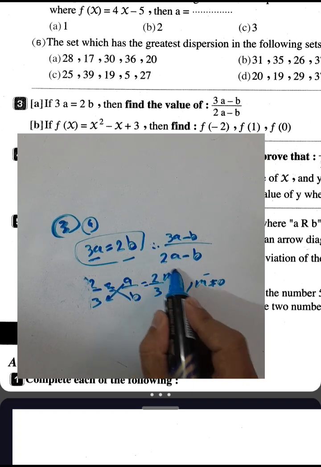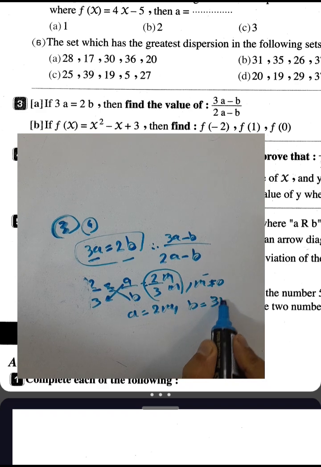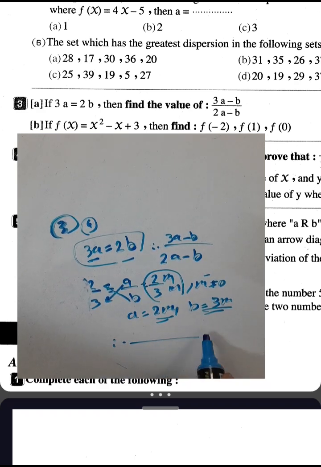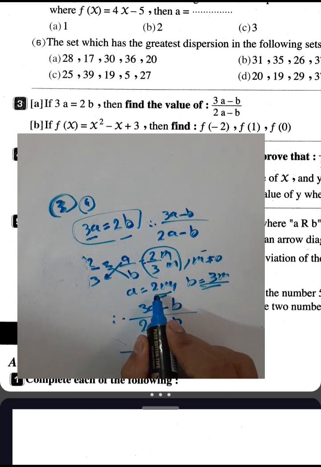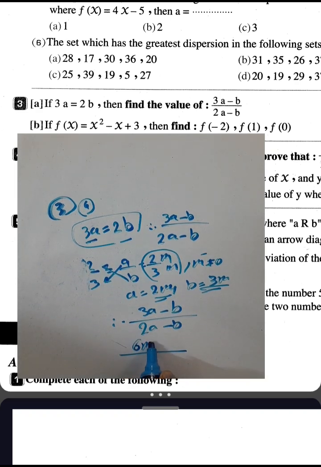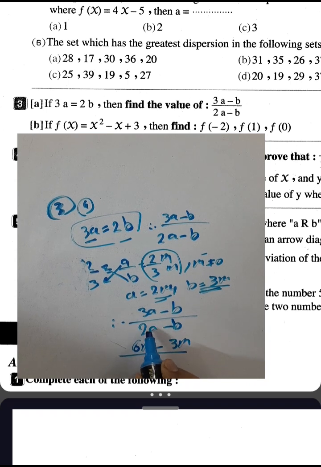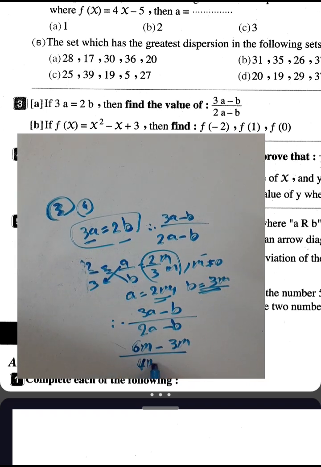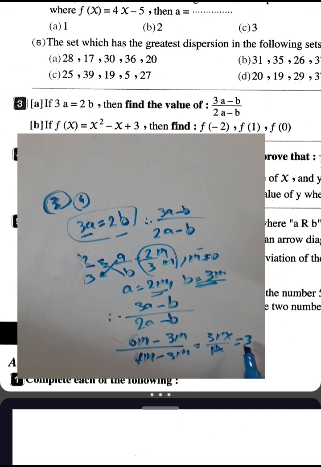Then the value of a will be 2m, and the value of b equals 3m. Then you can find the value of this expression, 3a minus b over 2a minus b. 3 times a, 3 times 2 equals 6m, and negative b, 3m. 2 times a, 2 times 2 equals 4m, subtract b, 3m. 6 minus 3 equals 3m, and 4 minus 3 equals 1m. Then the value will be 3. The result for this example will be 3.